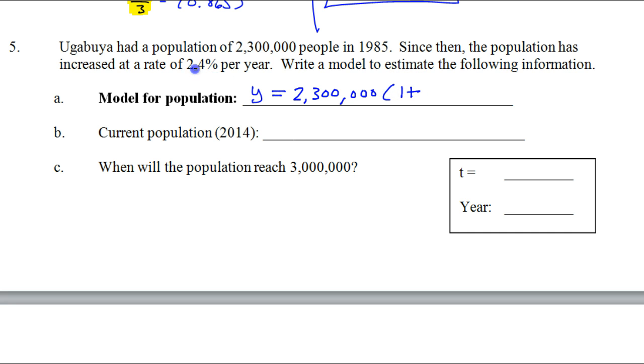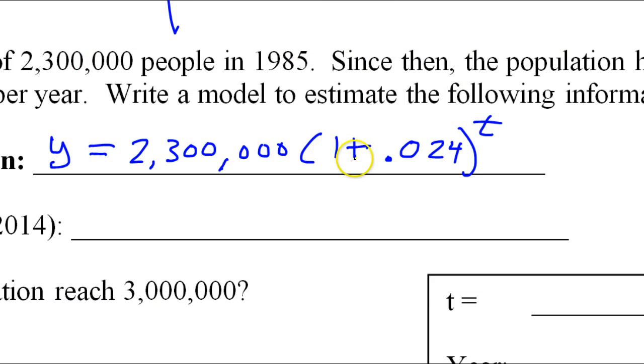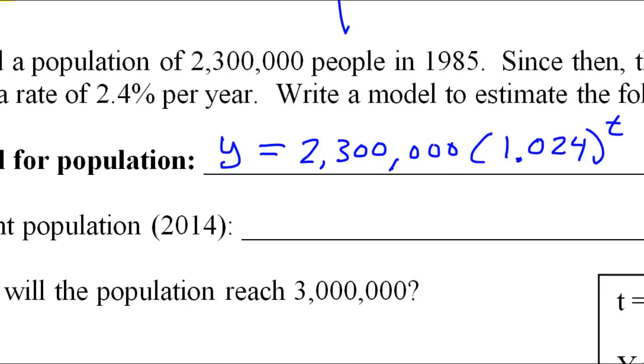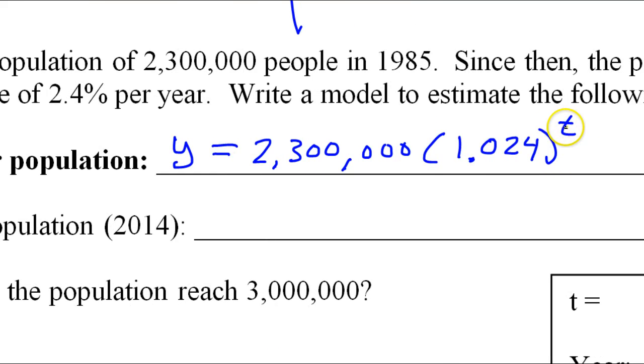So I have 1 plus 2.4% as a decimal. You have to move this twice, so that would be 0.024, and then to the power of time. Now again, for the multiplier here, we don't tend to leave this as 1 plus 0.024. We go ahead and do the sum, which we can do in our heads. That's just going to be 1.024. Okay, so for the model, please do not put in any value for t.